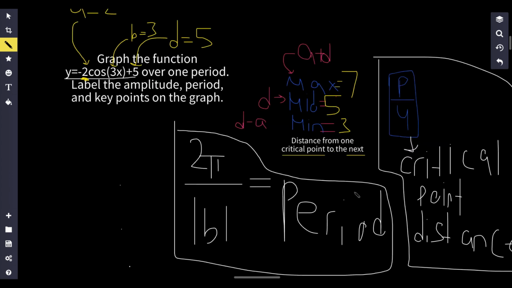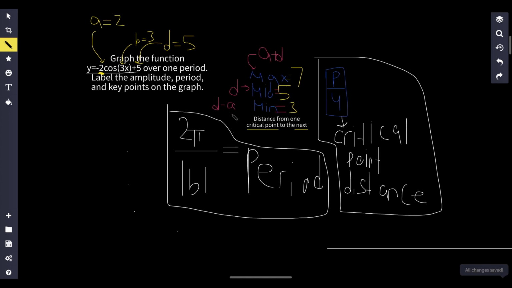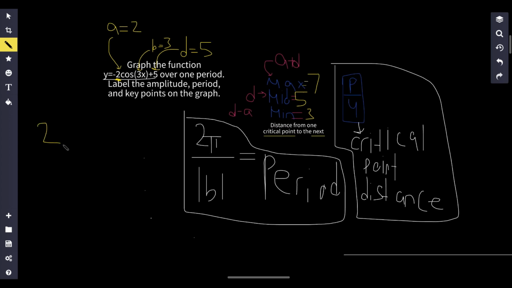Now, the final thing we need to know is the distance from one critical point to the next critical point. In order to find the critical point distance, I need to know what the period is equal to. And we said the formula for the period is 2 pi divided by the absolute value of b. So 2 pi divided by 3 gives me the period. If I want to find the critical point distance, I take the period and divide it by 4. Dividing by 4 is the same thing as multiplying by 1/4 using fraction properties, keep, change, flip, and we get pi over 6.